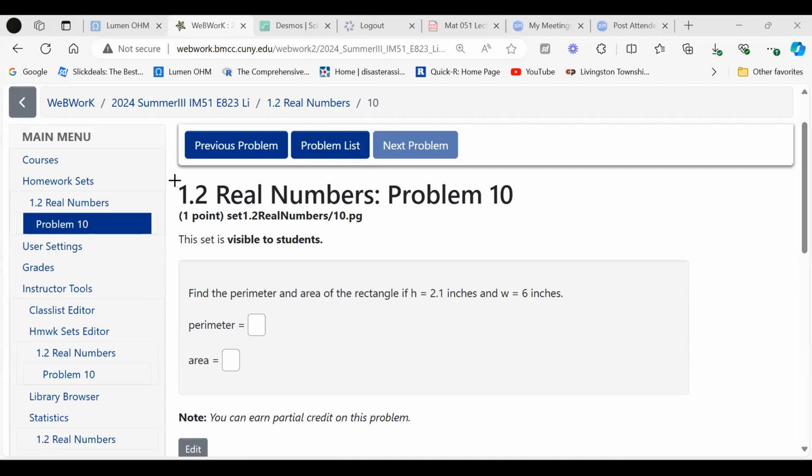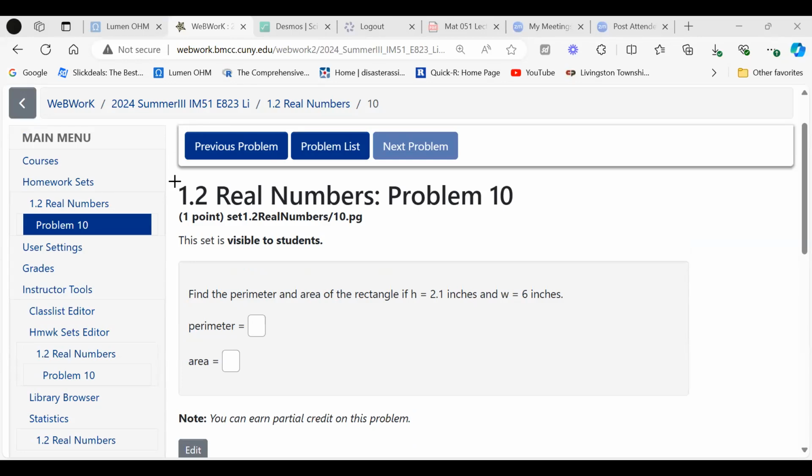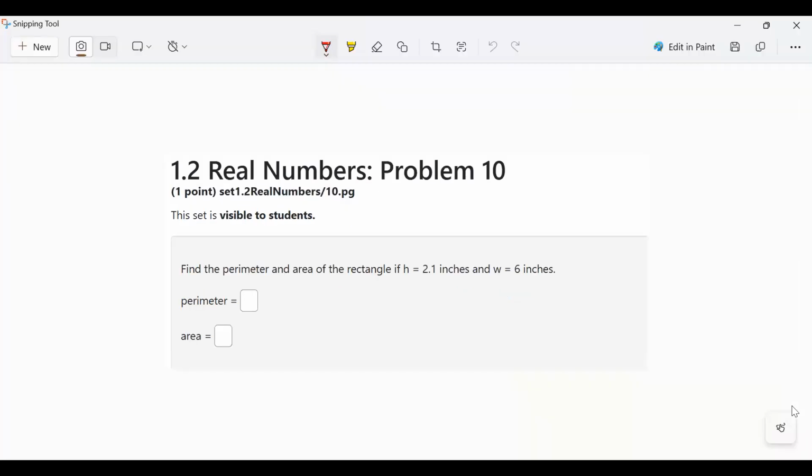Okay, we just talked about the formulas, right? How to use this formula to do the calculation of the perimeter. The perimeter equals P, right? Perimeter equals twice L plus twice W, right? And area equals L times W.